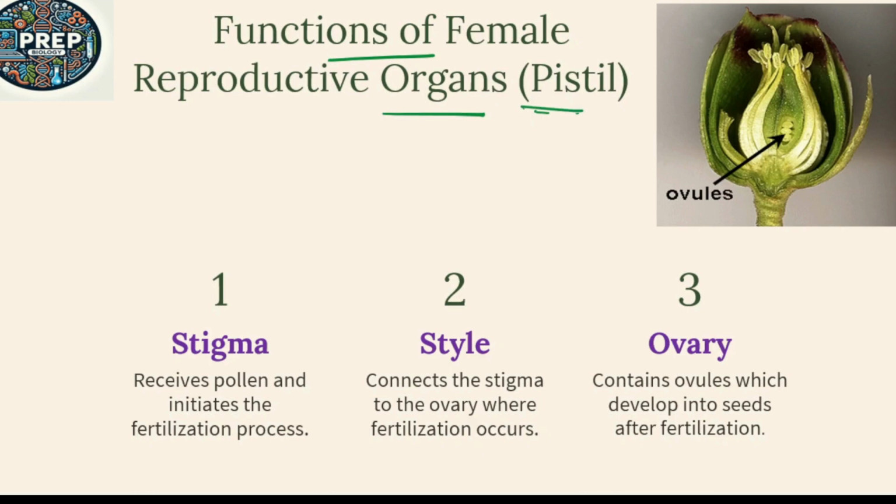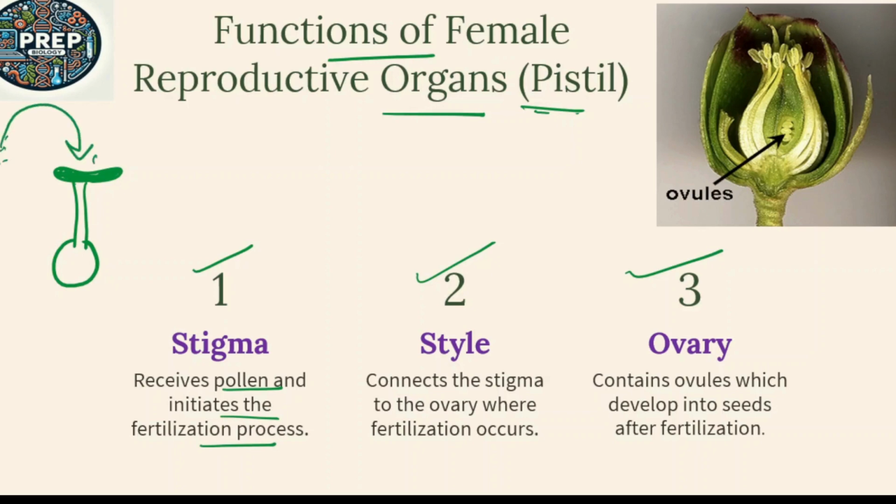Now let's study the functions of the female reproductive part, that is the pistil or gynoecium. We have the stigma, style and ovary. Let's make the structure of the pistil. This is the stigma. What is the function of the stigma? It receives the pollen and initiates the fertilization process. The pollen grains first attach to the stigma and then go inside the ovary. Is it clear? Which part receives the pollen grain first? That is the stigma.